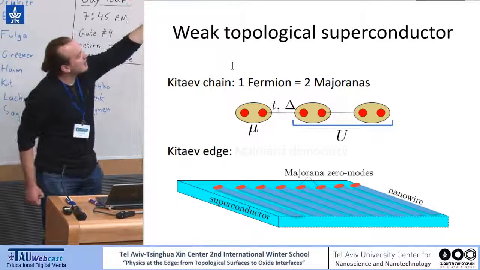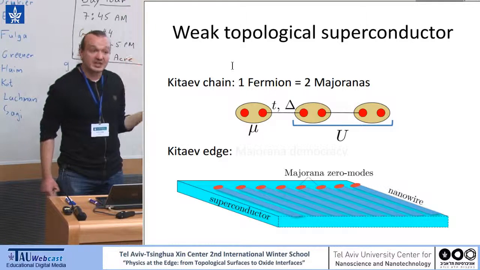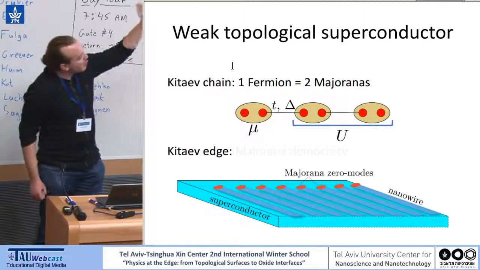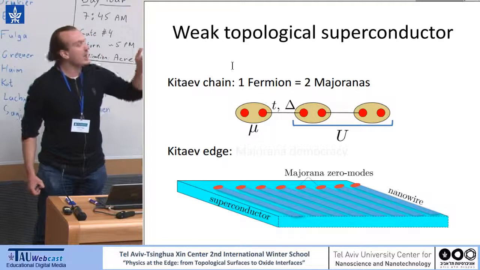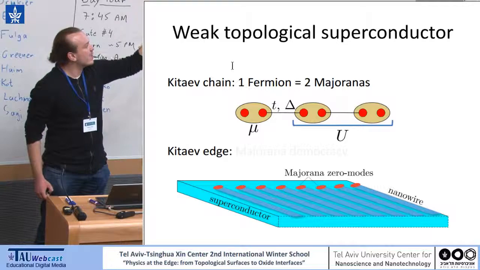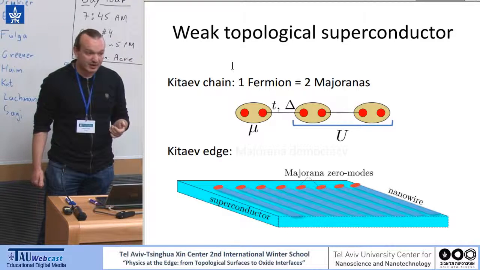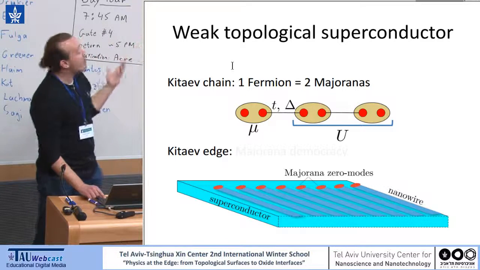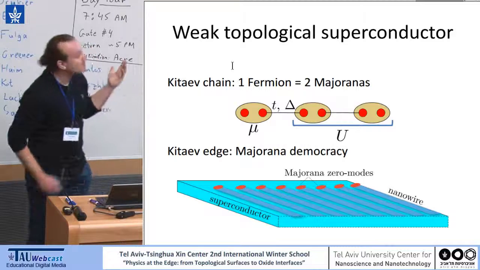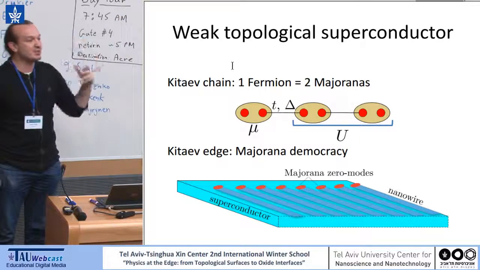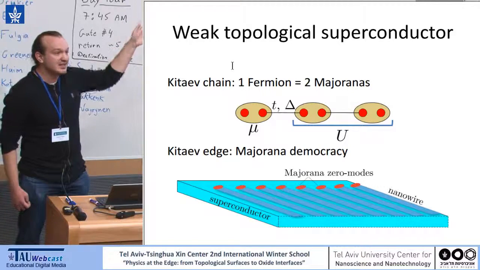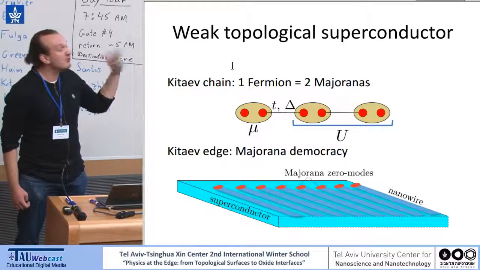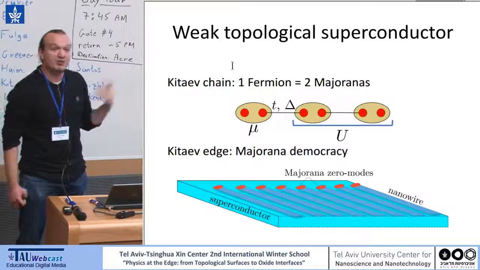Rather than making Majoranas out of fermionic sites, we add Majoranas one at a time, each one independently coming from the edge, from the end of a one-dimensional Majorana nanowire. In such a system, all Majoranas are born equal. In this Majorana democracy, all hoppings between them are statistically equivalent, and we're going to see that this leads to different physics and different phase diagram than would happen for the Kitaev chain.